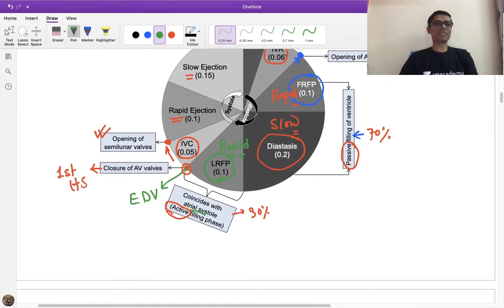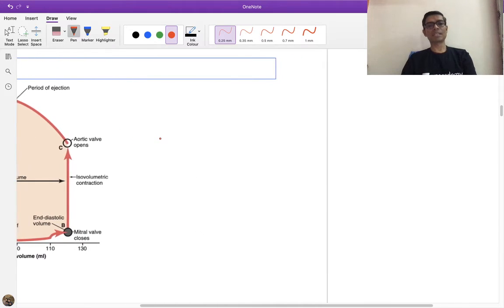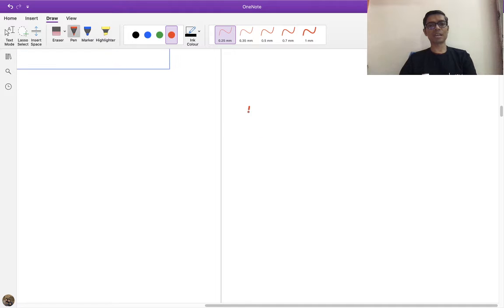Now after these different phases, coming to what is the PV loop, right? In the previous diagram I have shown you the different phases only according to their sequence. Now if I want to record or plot the pressure changes within the ventricle along with the volume changes within the ventricle, then it will form a loop. That loop is known as the pressure volume loop. The diagram is given here, it is taken from Guyton, but first I will show you how this diagram is plotted.